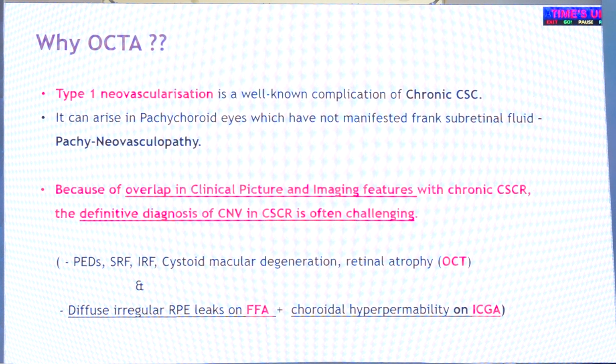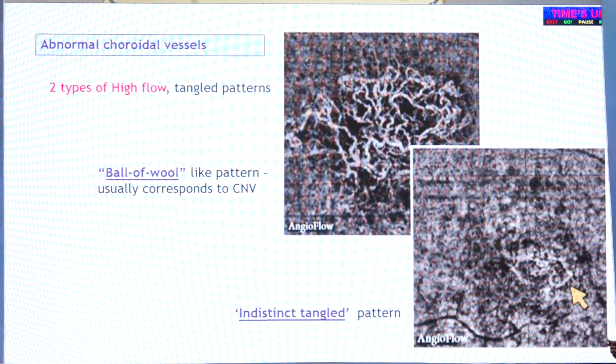And because fluorescein and ICG angiography can show diffuse fluorescein leakage or diffuse choroidal vascular hyperpermeability, these type 1 membranes, which are subtle neovascularizations, can be missed on routine angiography, but OCTA is highly sensitive and specific in picking up this kind of patterns on OCT angiography.